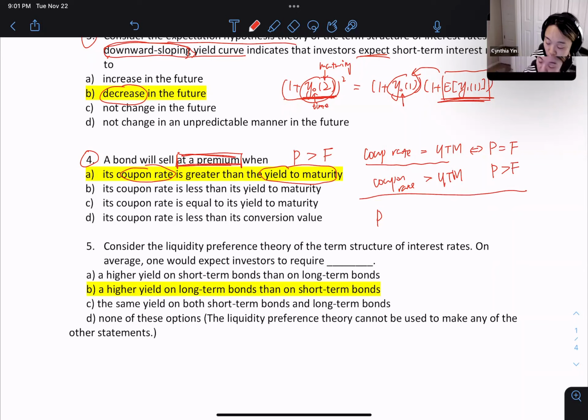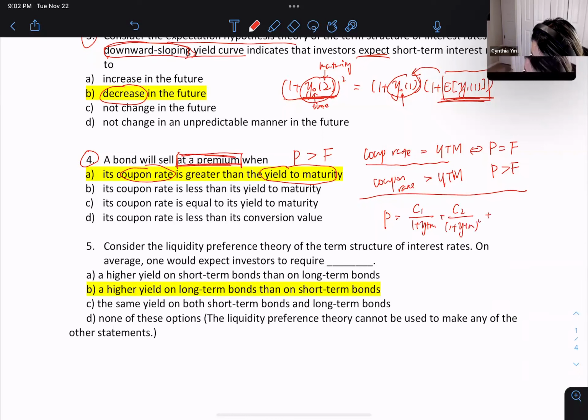Think as if it's just a zero coupon bond. Price equals F divided by 1 plus yield to maturity. But you cannot have a zero coupon bond because this one is comparing coupon rate and yield to maturity. So think about the general formula of the bond pricing, okay?